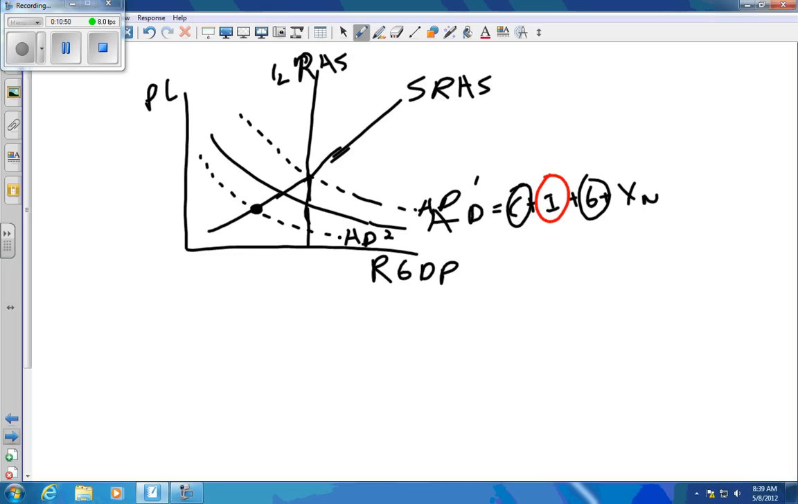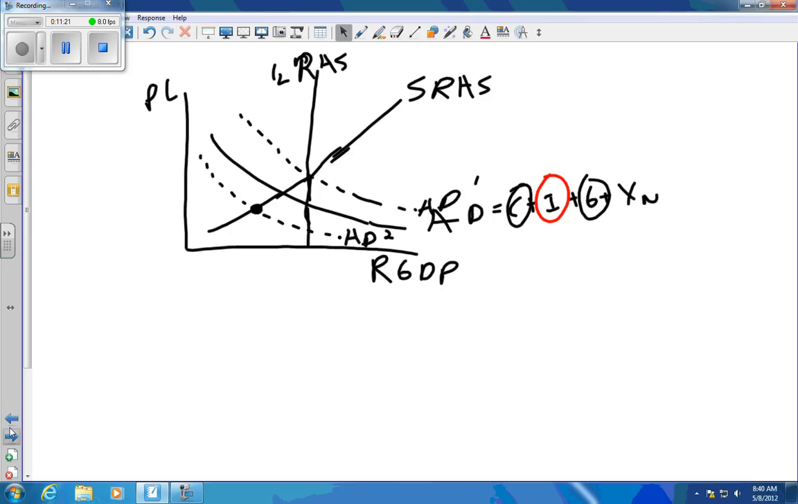The one thing in this class that you're going to shift both graphs on is decreasing business taxes or increasing business taxes. Changing business taxes makes things either more expensive to make. So if it's cheaper to make, you shift aggregate supply to the right. If it's more expensive, you shift it to the left. And if you raise business taxes, they have less money to invest, so aggregate demand goes to the left. If you decrease business taxes, they, in theory, have more to invest, so aggregate demand goes to the right.